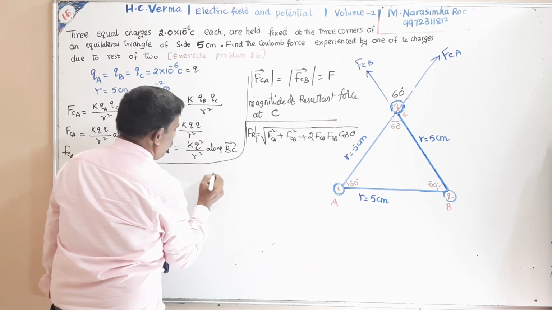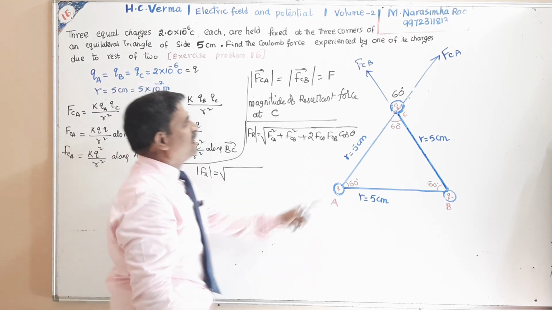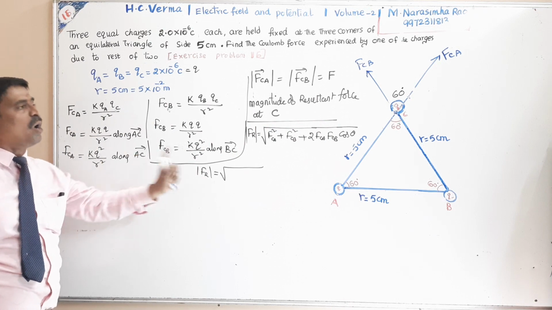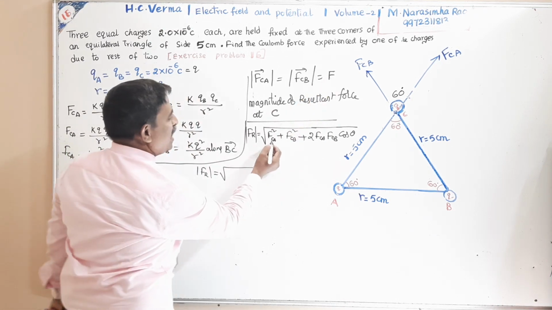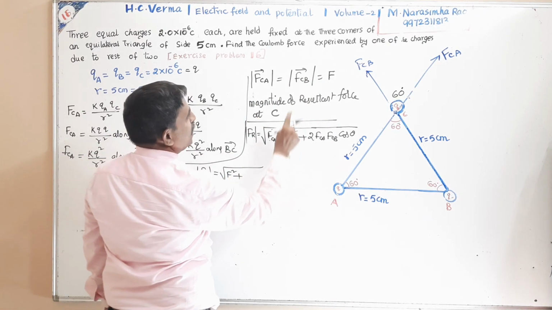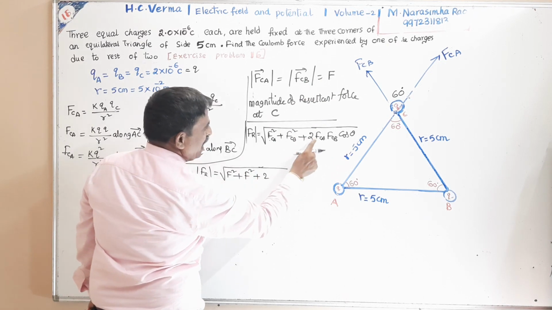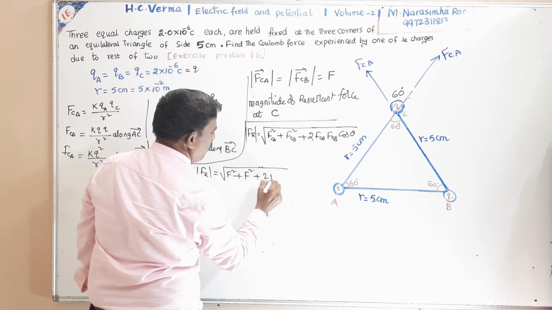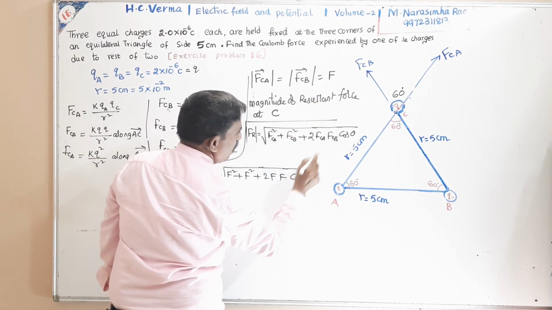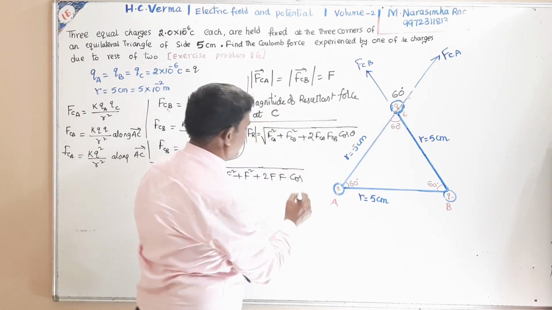Now, the magnitude of the resultant force is equal to, since both forces are equal in magnitude, FCA means F and FCB means F, plus 2 F F cos theta, where theta is the angle between the two forces, nothing but 60 degrees.